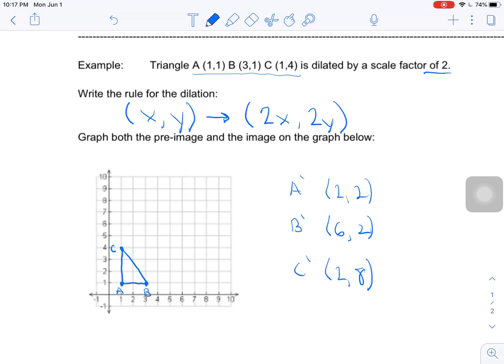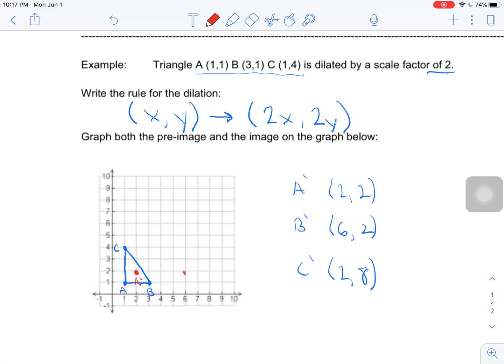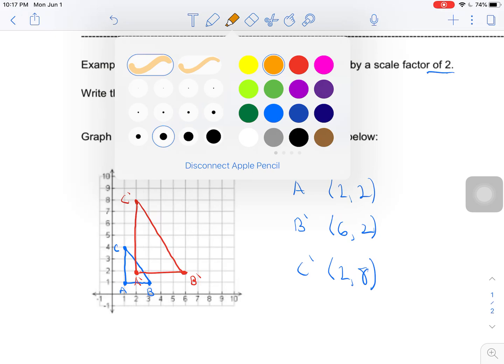So that means A is A prime. I'm going to switch colors just to make this a little easier to see. A prime is at 2, 2. Notice that it just moved farther away from the origin. We'll talk about that in just a second. B prime is 6, 2. So there's the bottom of my new triangle. And C prime is 2, 8. So there's C prime. You can see that our triangle is bigger. It is supposed to be bigger. That is absolutely correct. But you can also see this side effect here.